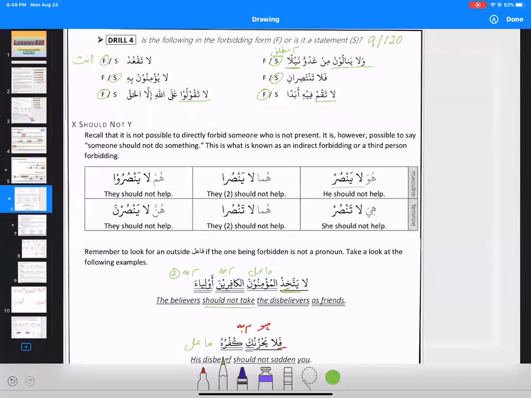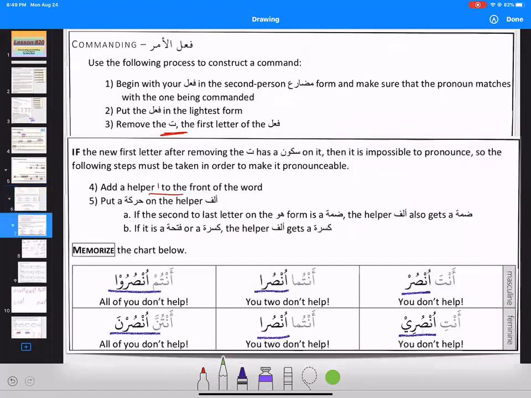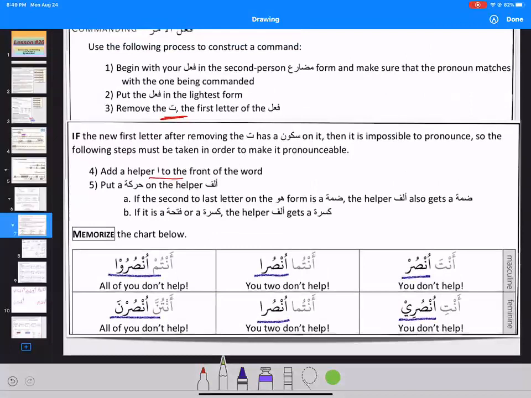La yansur, huma would be la yansura, hum would be la yansuru, then hiya would be la tansur, huma la tansura, hunna la yansurna. Because hunna and antunna, they don't change. And they are mabni, they remain fixed. So that was it. And now commanding, what do we do in commanding?